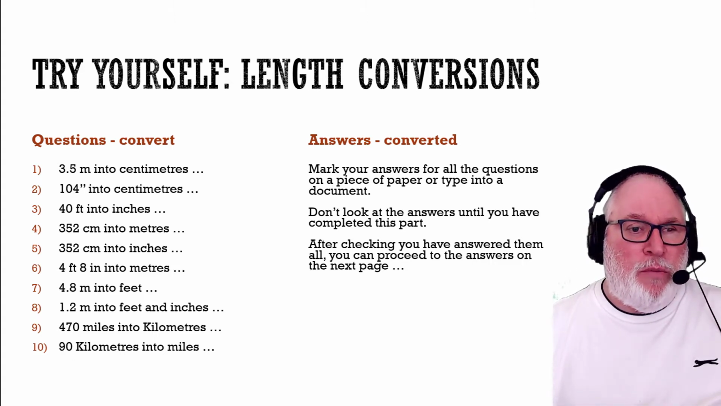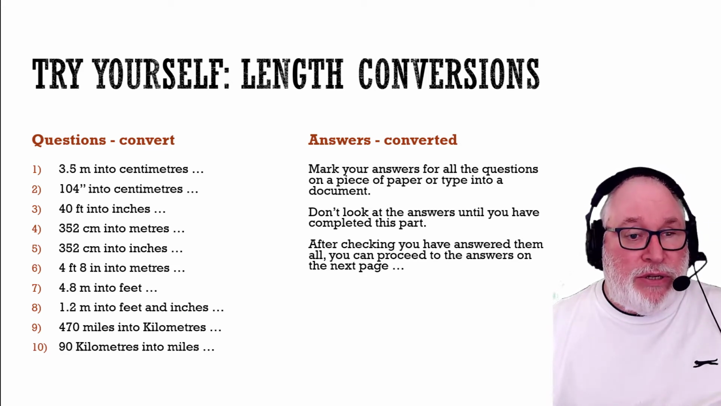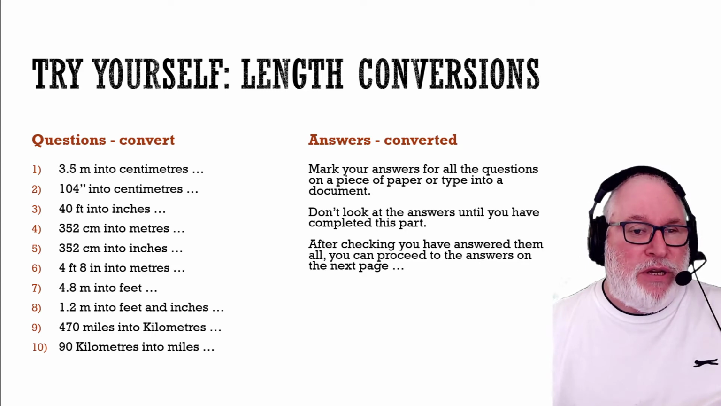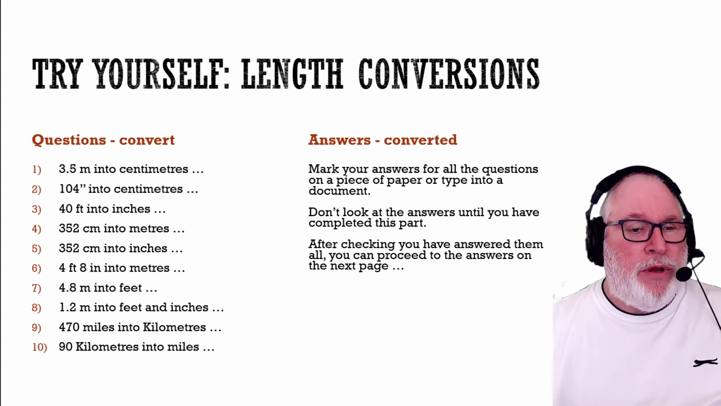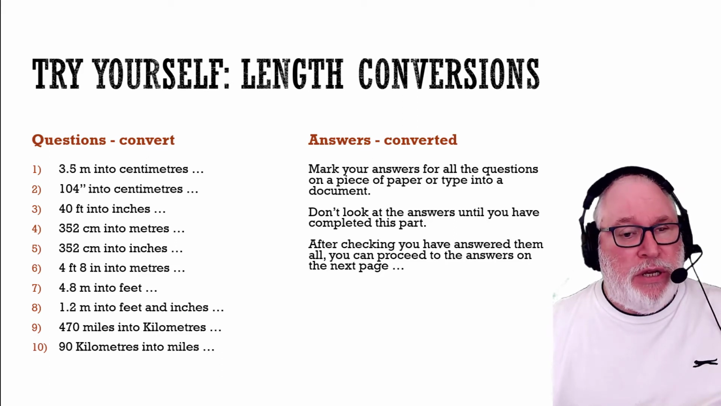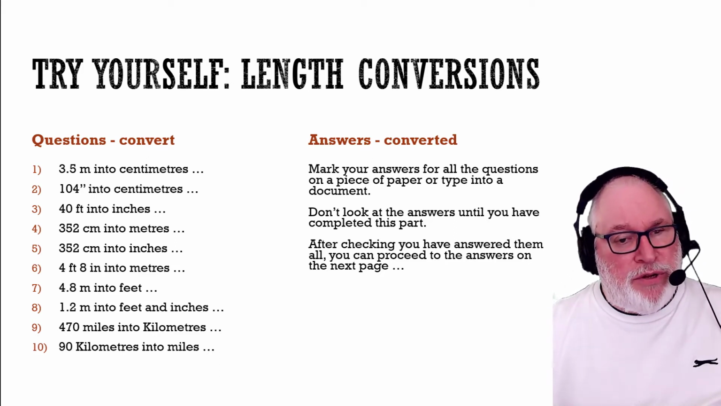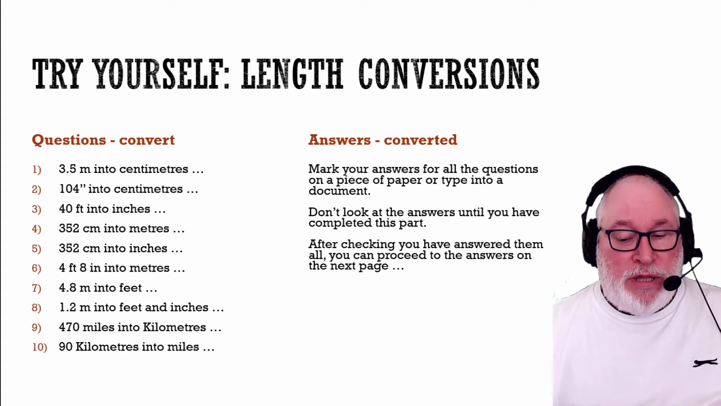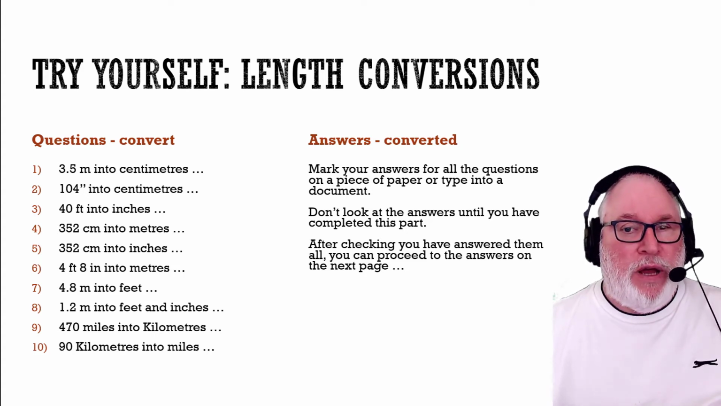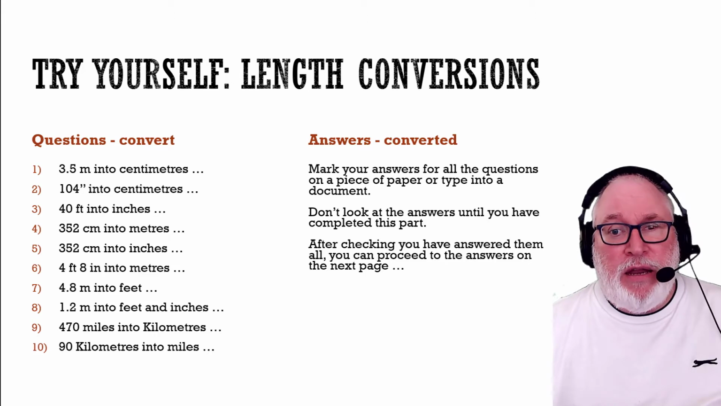The other ones, I think you'll be all right on: 40 feet into inches, 352 centimetres into metres, 352 centimetres into inches. So the next one is 4 foot 8 inches into metres, 4.8 metres into feet, 1.2 metres into feet and inches. So it's not just parts of feet, you'd actually have it down into inches. Then 470 miles into kilometres, and 90 kilometres, what's that in miles? So again, if you need that explanation, you can pause again now.